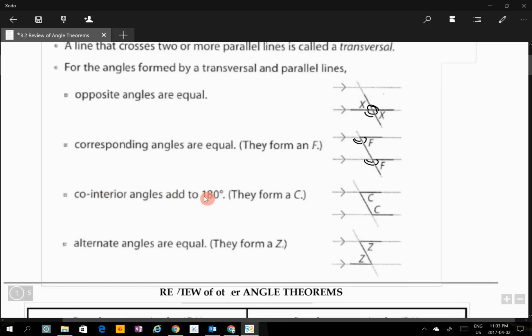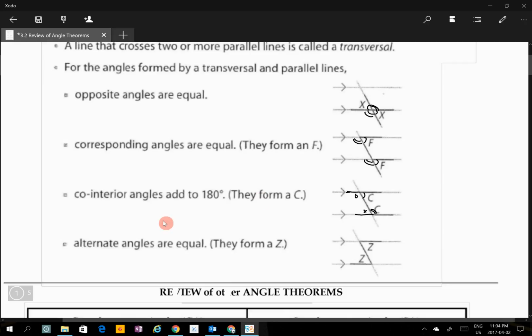Co-interior angles add to 180 degrees. So here's two parallel lines. The transversal inside are my interior angles. These two angles add up to 180 degrees. Okay, the picture might be a little bit confusing. C and C does not mean that they are the same angle. They're just trying to show you that this forms a C shape, and that the two angles here add up to 180 degrees. And you can also reverse your C, invert your C around. You can say these two angles also add up to 180 degrees. So let's just show them like this, two different angles.